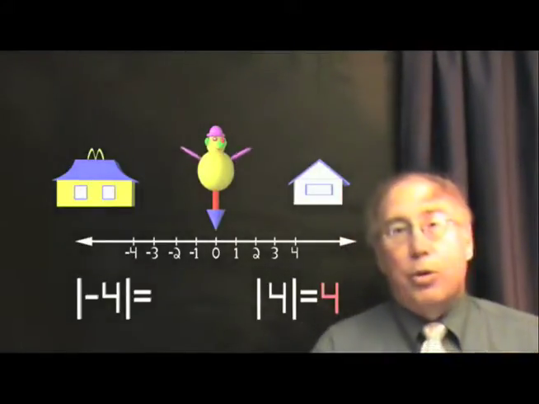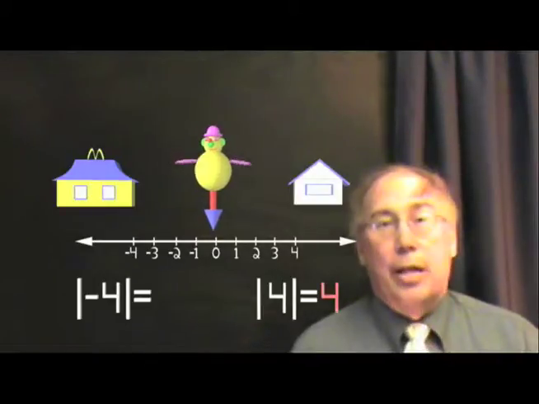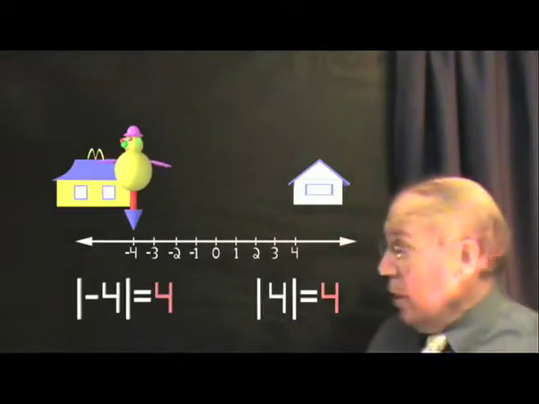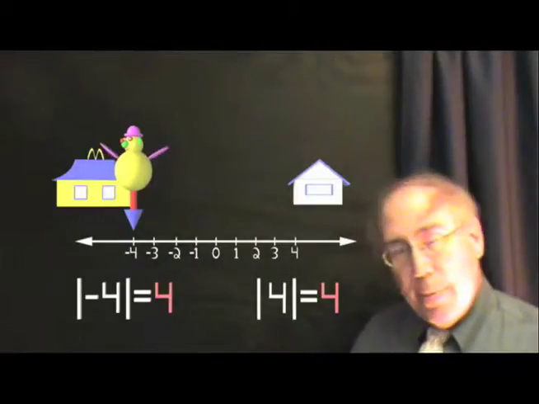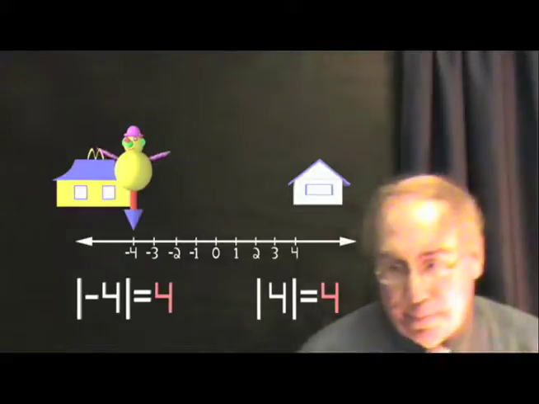Now let's suppose he's going to McDonald's, which is in the opposite direction, and we can represent those values by a negative. So we're going from 0 to -4. We can represent that as the absolute value of -4, and so we also get 4.